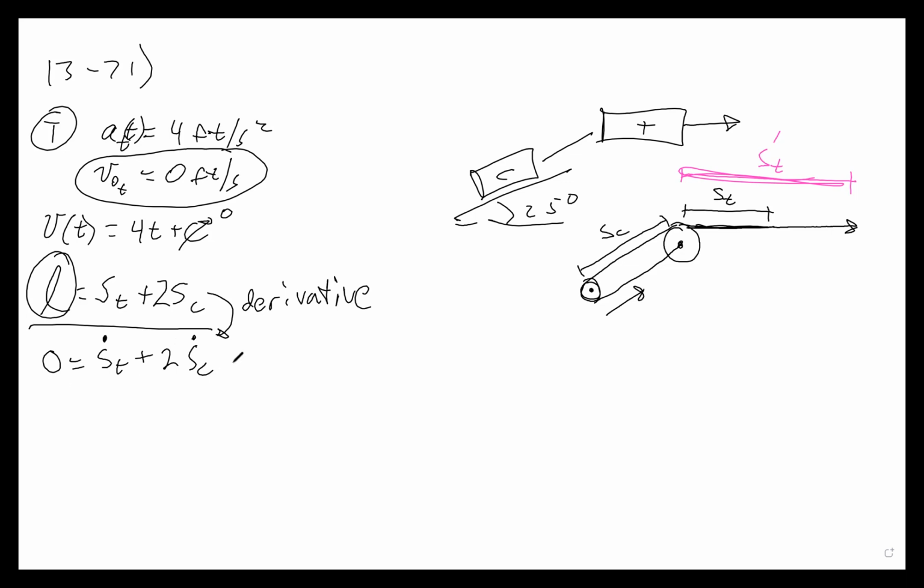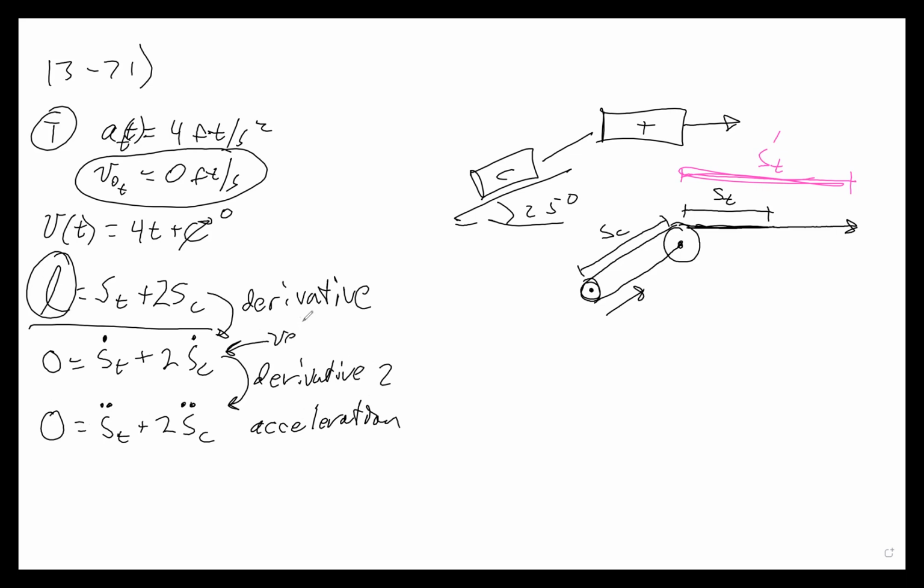We can take the derivative again. So we'll say this is derivative 2. And so there is 0. The derivative of S sub t dot is S sub t double dot, and the derivative of 2S sub c dot is 2S sub c double dot. So this is an acceleration, and this equation here is a velocity.